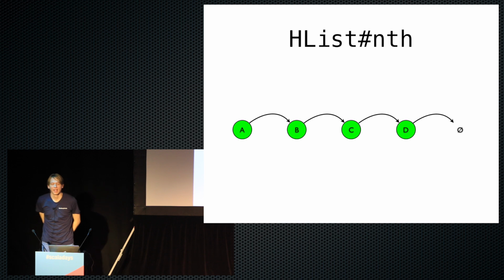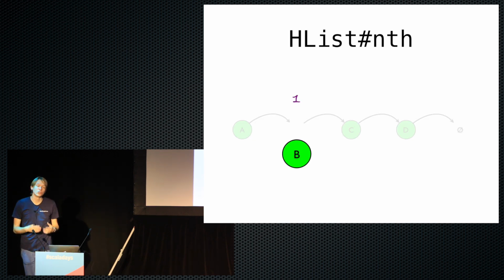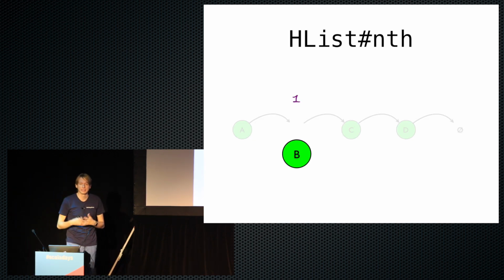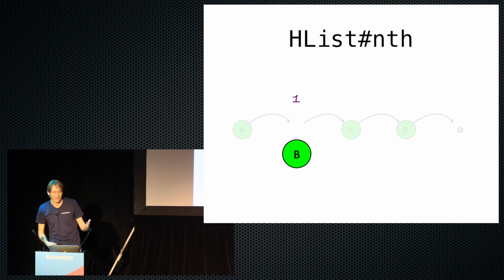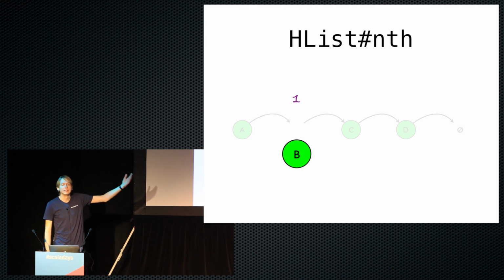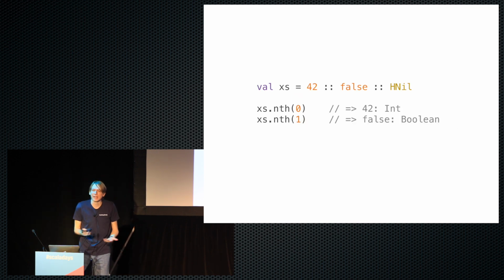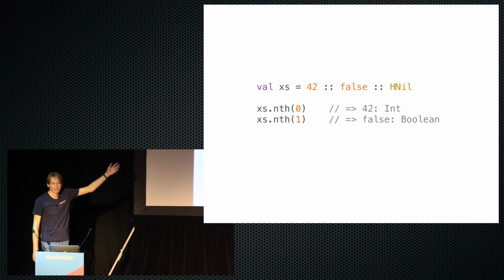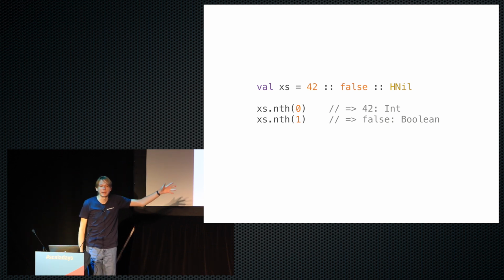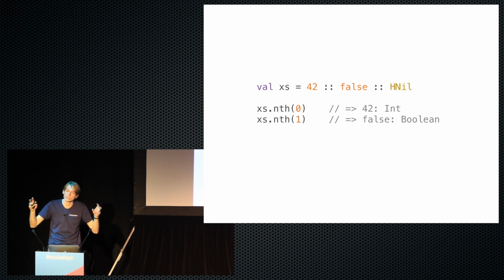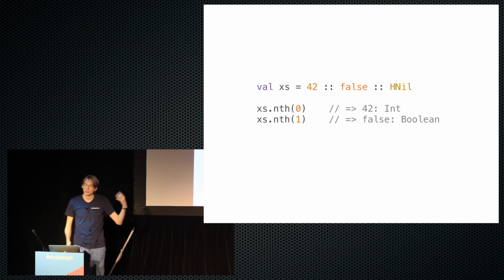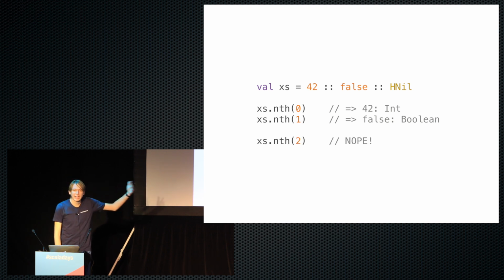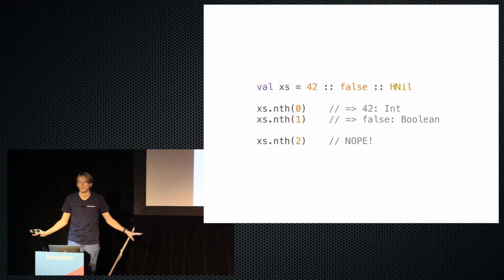Nth. And as I said, Shapeless calls this apply. It's called apply when it's on List. We're calling it nth. It's literally just using an integer to index into an HList. And it looks like this. We have an HList, 42 cons false cons nil. And we can get the 0th element, and the compiler knows that it's 42 of type Int, not of type Any. And if we get the 2nd element, 1, it's false. And if we try to ask for the 3rd element, this won't compile.